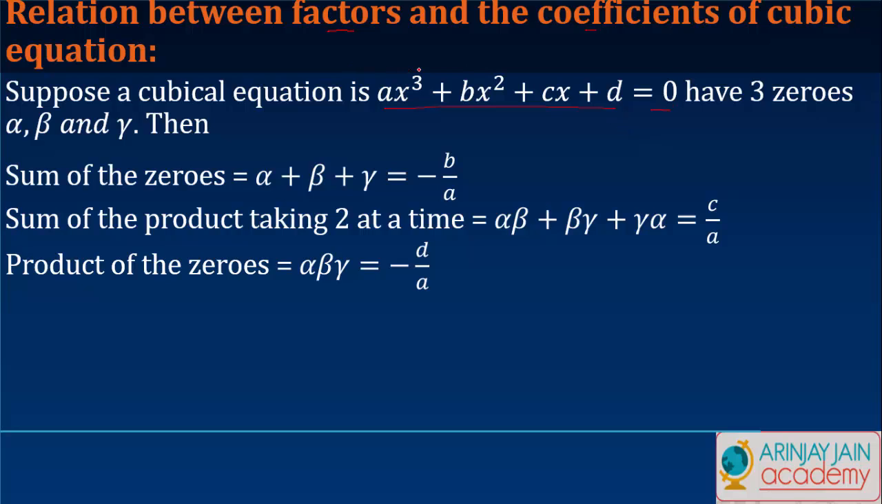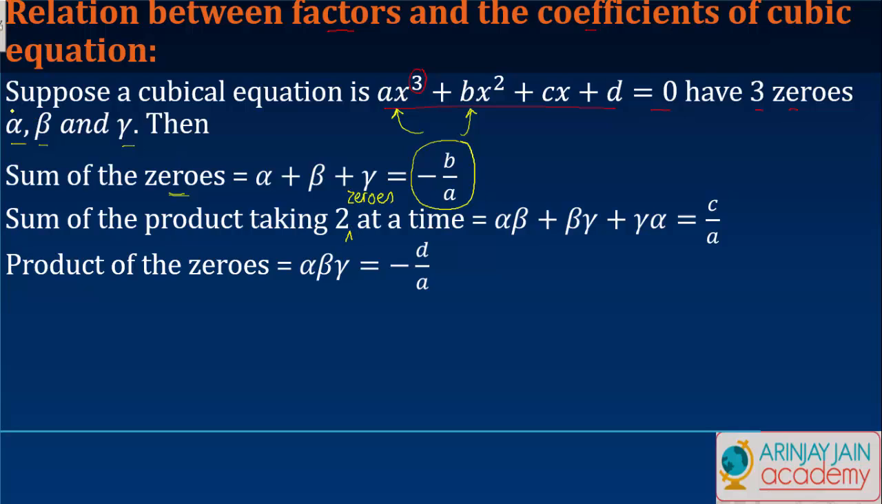Because it's a cubic equation, at most it can have 3 zeros, and let's assume that these 3 zeros are alpha, beta and gamma. Then the sum of the zeros, alpha plus beta plus gamma, is equal to minus b upon a. Next, the sum of the products, taking two zeros at a time, right?